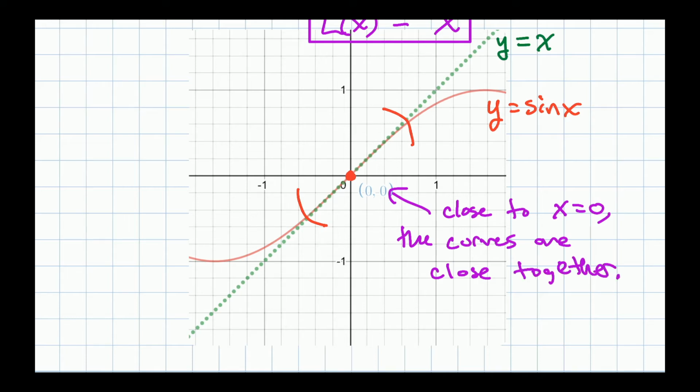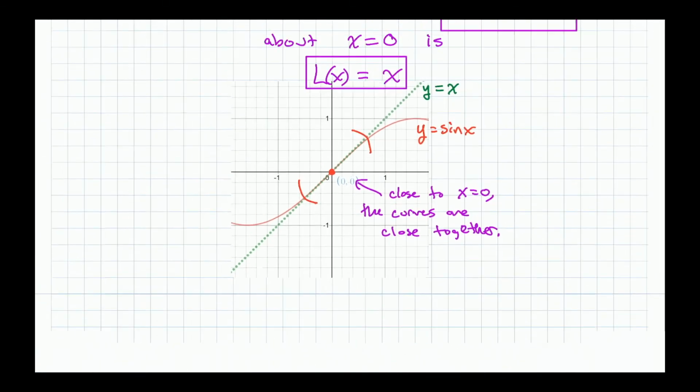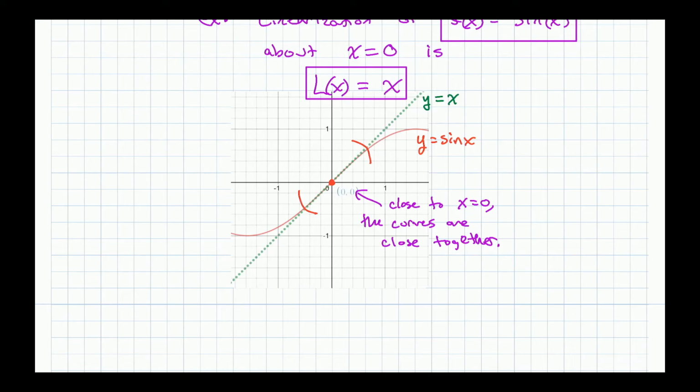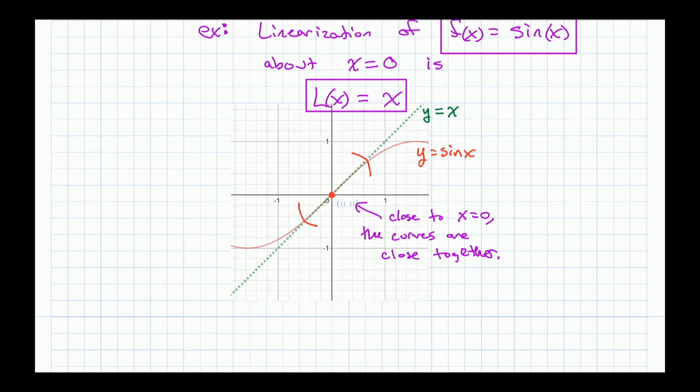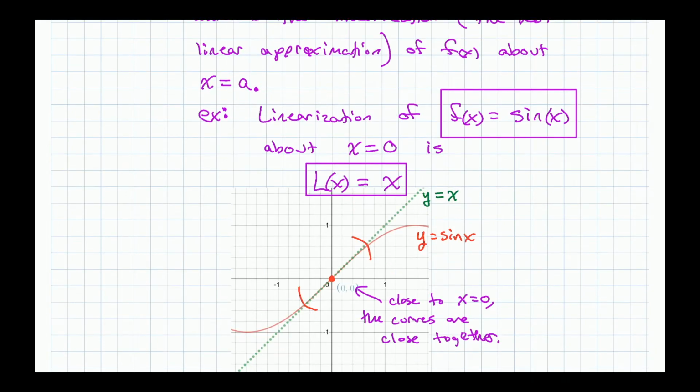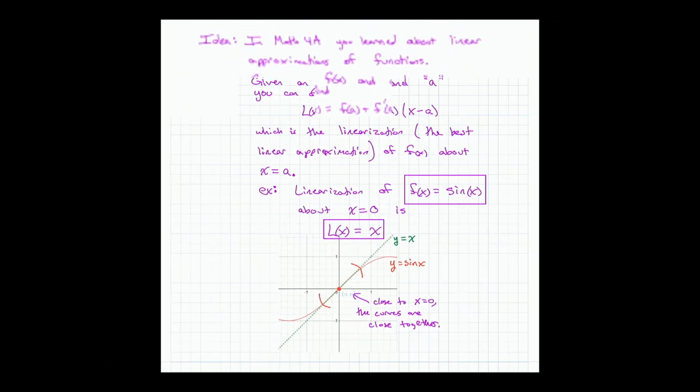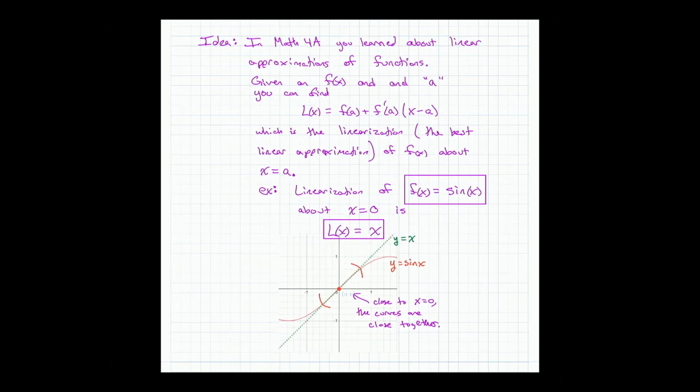All right? So we could say that y equals x is an approximation of y equals sine x. It's not good everywhere, but in the little section of the graph, they're very close together. And so y equals x is what we would call the best linear approximation of sine x for x values that are near x equals 0. And that's all something that, in theory, you already know about. You know about linearization already.